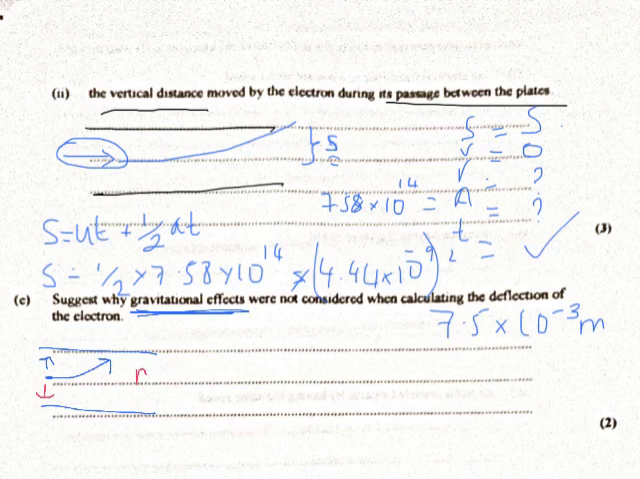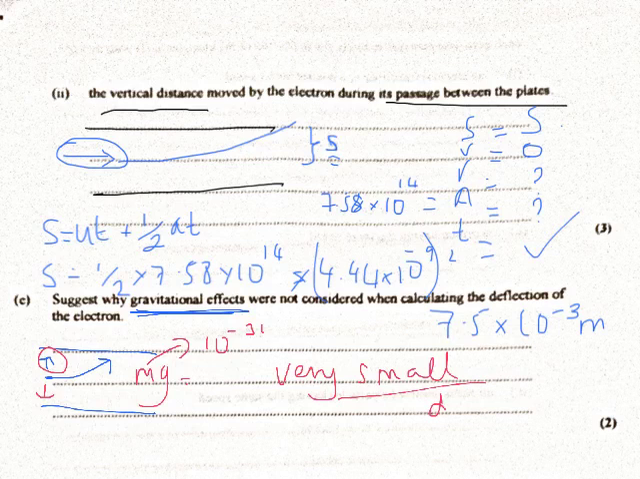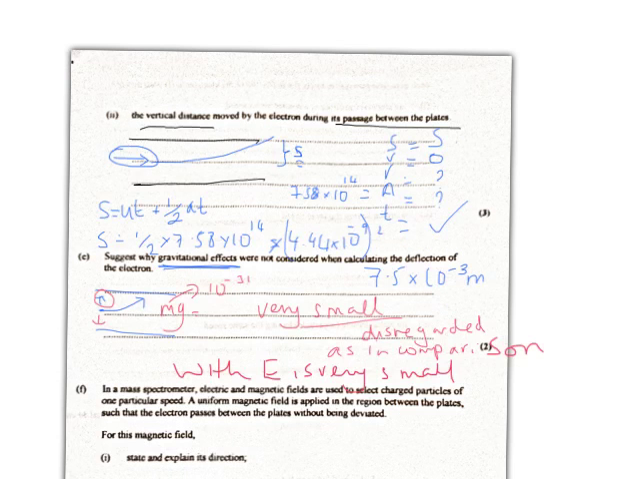But weight here, mg, would actually be very, very small. It's times 10 to the minus 31. Okay, so the mass is of an order of 10 to the minus 31. Compared to the electric field, this is very small, and so can be treated as insignificant. Disregarded in comparison with the electric field. Okay, so that would be your full answer, and this is a very common question.